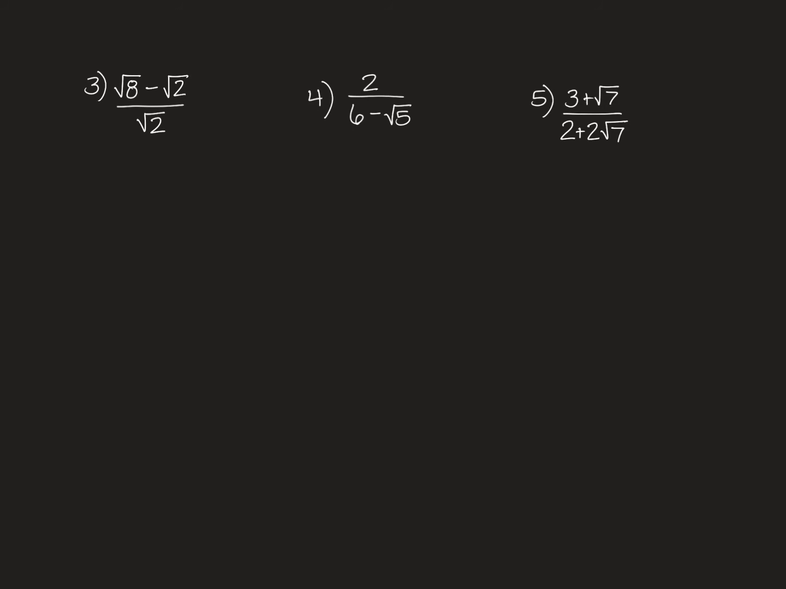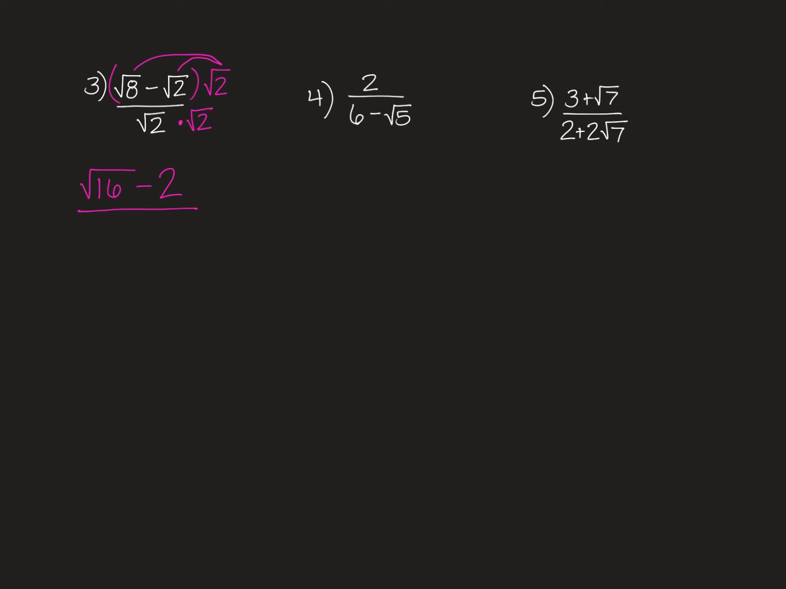Let's look at number 3. The square root of 8 minus the square root of 2 divided by the square root of 2. Again, monomial in the denominator, so multiply by the radical in the denominator. In this case, we are going to have to distribute the square root of 2. So the square root of 8 times the square root of 2 is the square root of 16, minus square root of 2 times the square root of 2 is 2.